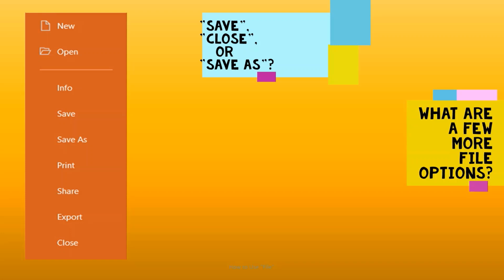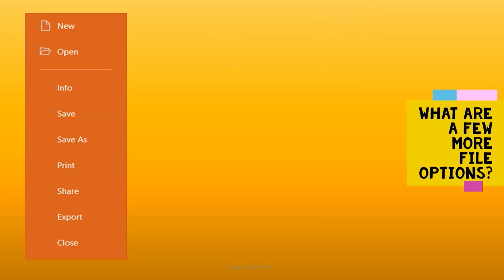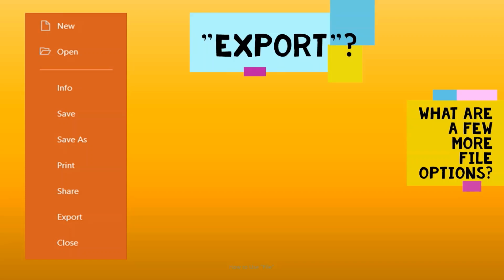Save As can be useful. You can save your file under an alternate name, or you can choose to save it as a PDF instead of PPTX. This won't affect your PPTX files, but it will give you a much lower byte intensive document that you can share with people. Then there's Export, and Export will become more important when we graduate to making videos.